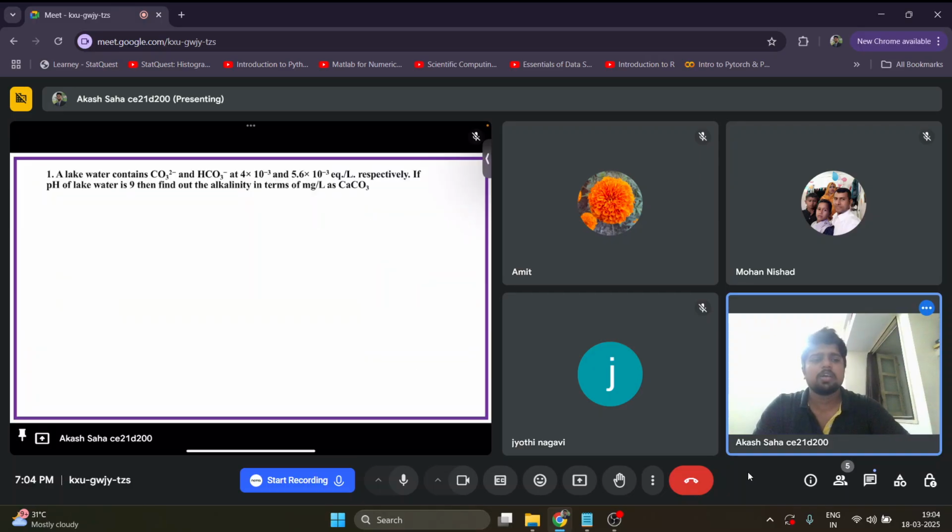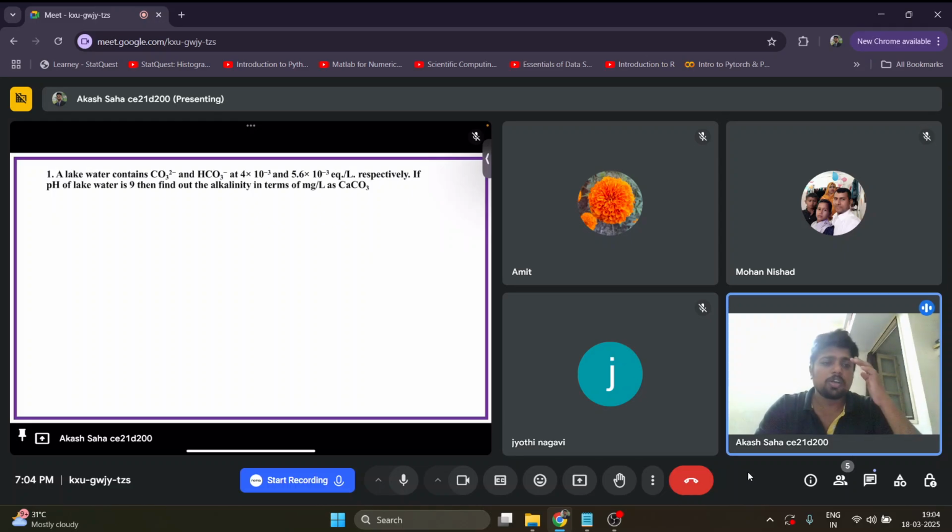So let's see. The first question says that a lake water contains carbonate and bicarbonate ions at 4 into 10 to the power minus 3 and 5.6 into 10 to the power minus 3 equivalents per liter. Okay, so the concentration is given in equivalents per liter. If pH of lake water is 9, then find out the alkalinity in terms of milligram per liter, okay, as CaCO3.